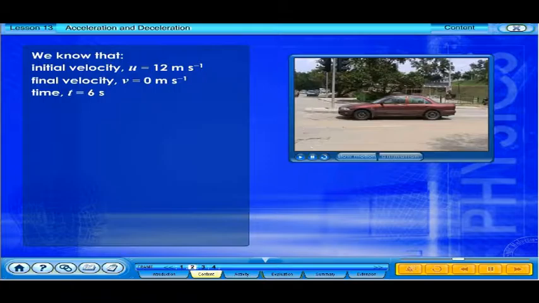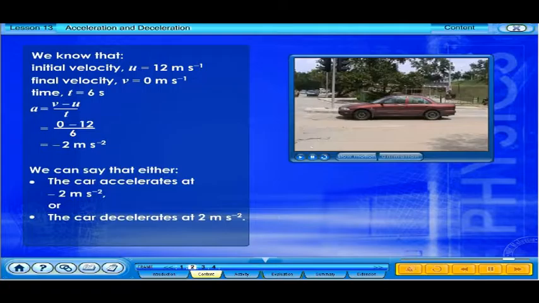We know that initial velocity u equals 12 meters per second. Final velocity v equals 0 meter per second. Time t equals 6 seconds. The acceleration of the car is -2 meters per second squared. A negative value here means that the car decelerates. We can say that either the car accelerates at -2 meters per second squared, or the car decelerates at 2 meters per second squared.